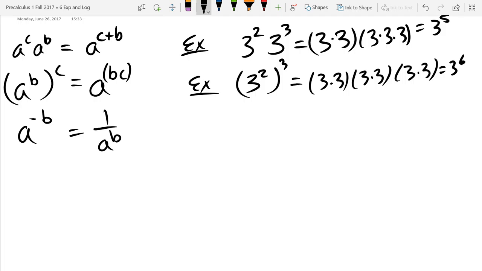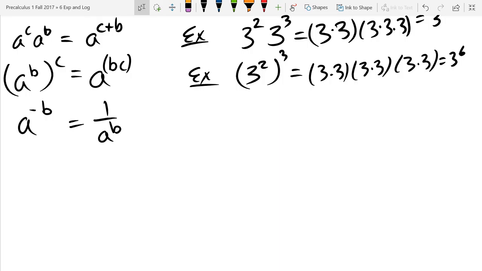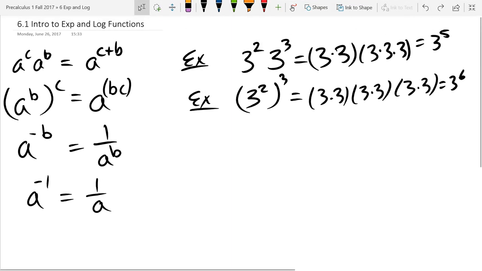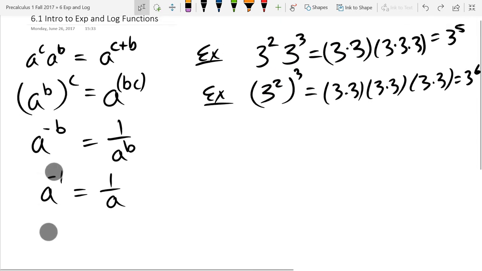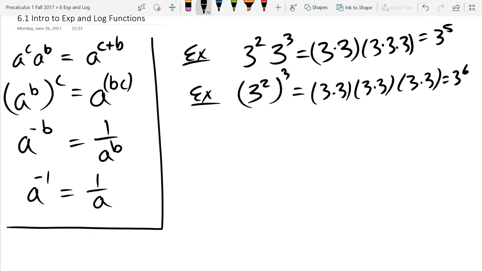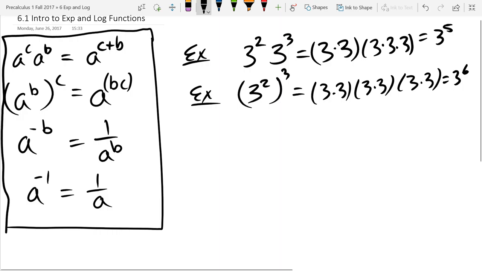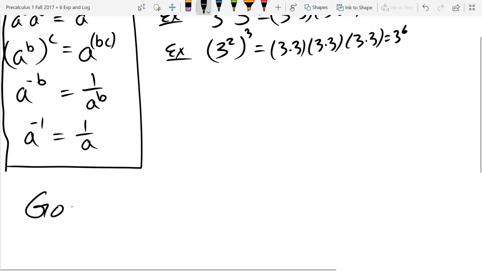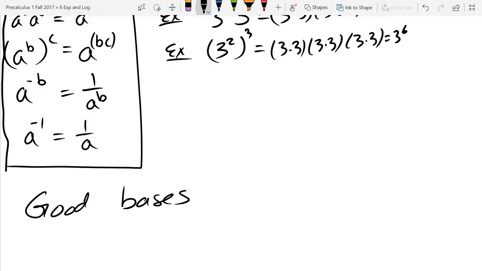Let's go with negative powers. What is a to the negative b if I want to rewrite it without a negative power? So that's 1 over a to the b. So negatives are reciprocals. I think in your book they do a special case for negative first power, which is 1 over a. But if you look at the previous one, you just use the first power right there. So you don't really need that last one because it derives right off the negative power right above it. So these are our basic rules for exponentials. So there should be a review.